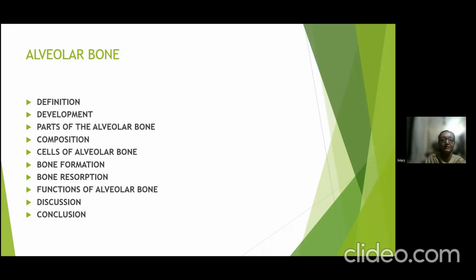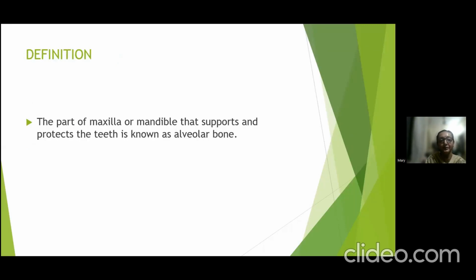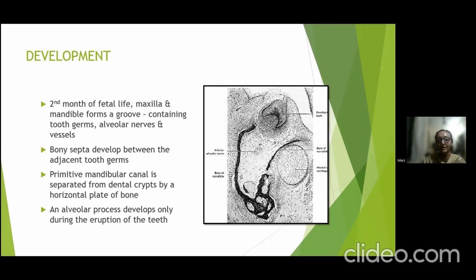Okay, so let's start with the definition. The alveolar bone is that part of the maxilla or mandible that supports and protects the teeth. So this is what the alveolar bone comprises. So let's start with the development.